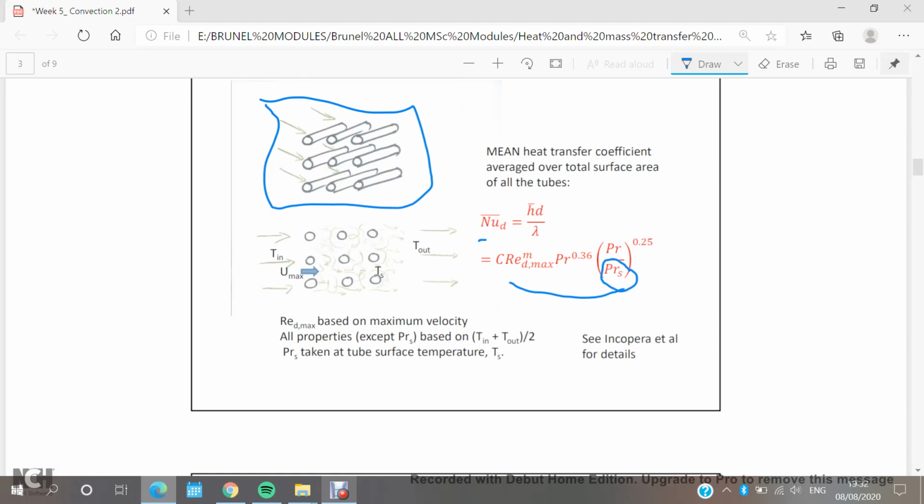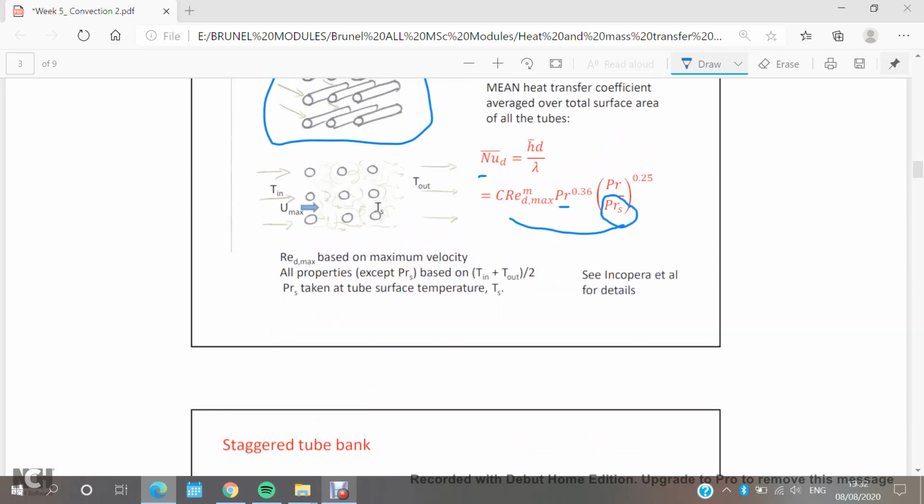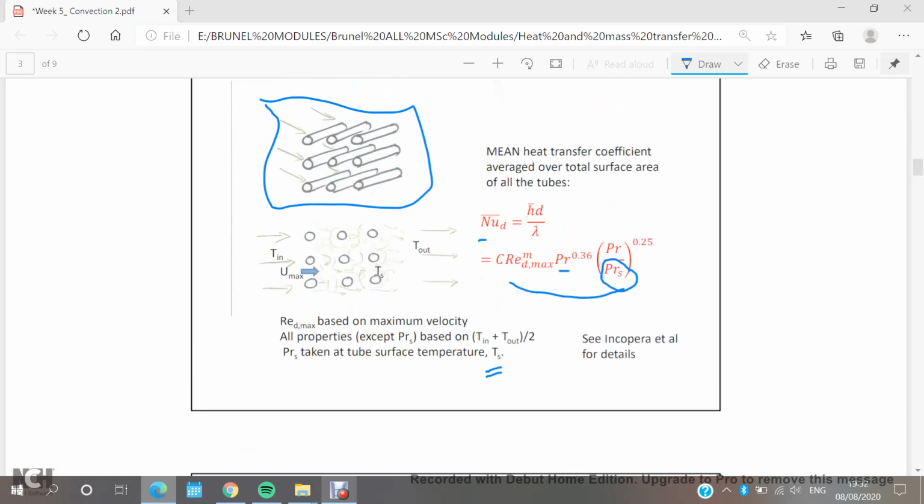So what is the difference between the normal Prandtl number and the Prandtl number with respect to S? The normal Prandtl number is calculated at the mean temperature, or the fluid mean temperature, but the Prandtl number with respect to S is calculated at the surface temperature, or the surface area temperature.